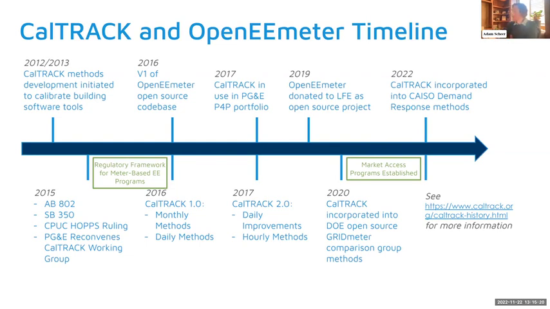And then finally, just to round this out, Caltrack has also been incorporated into the demand response methods that CAISO has available for settlement. And that is also a comparison group framework. There's more information available at this link that I've posted here.